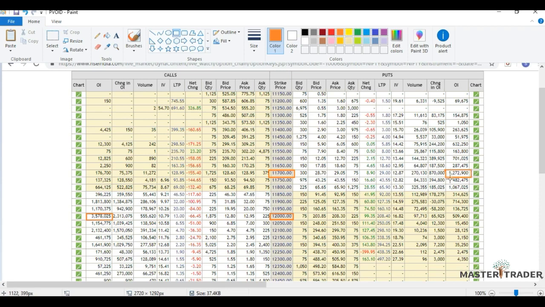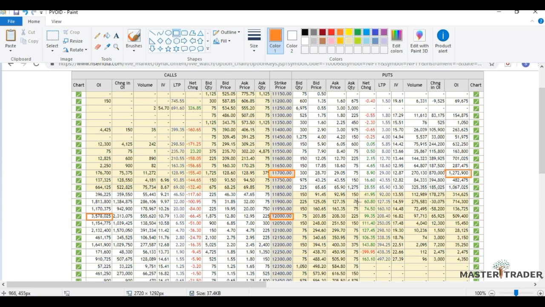So if we're selling a put option, does that mean we are bullish on the market, or are we bearish on the market? That means we are bullish on the market. If you have positive open interest here on the put side, that means this many contracts or this many traders are bullish on the market, or bullish at this level at 11,700.